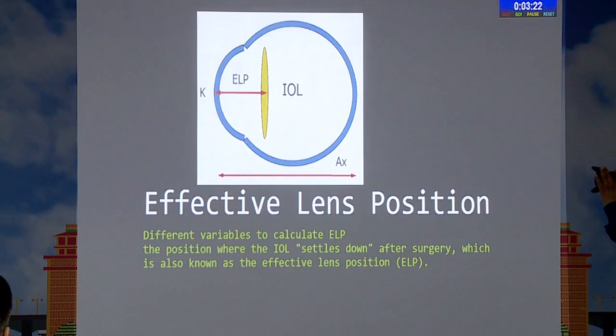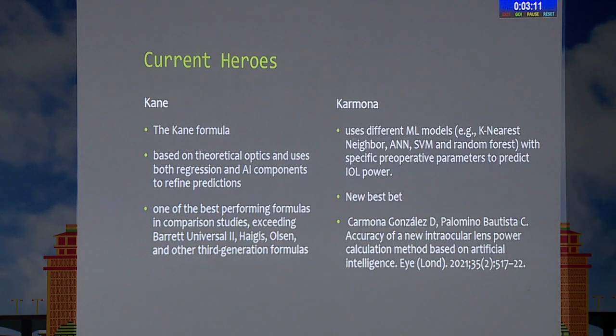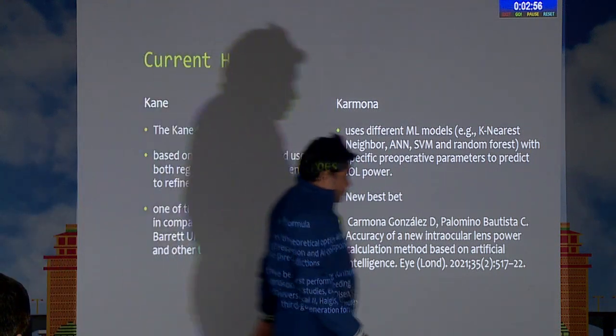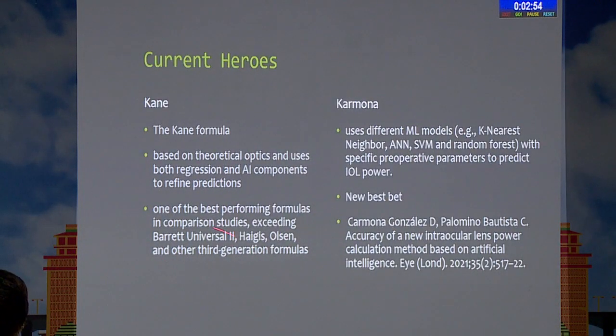So what has changed now? Basically, each of these formulas is just trying to work out the effective lens position where the IOL is going to sit after the surgery is over. What has changed is that without actually calculating the ELP, it will be able to take into account the surgeon factors of thousands of surgeons and come up with an amalgamated result. So we have today the Kane formula, which is based on theoretical optics as well as regression in AI, and it is giving us good results, better than the third generation formulae.